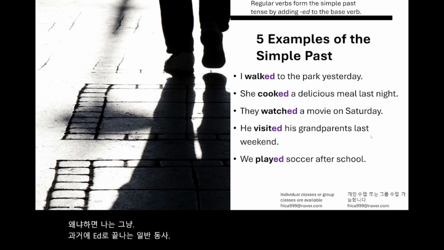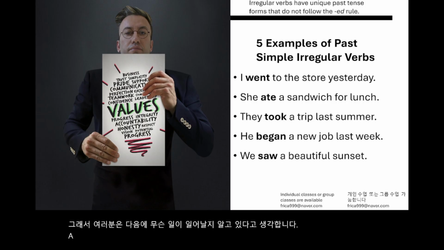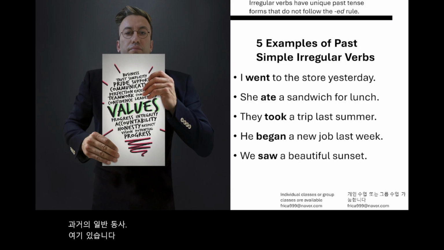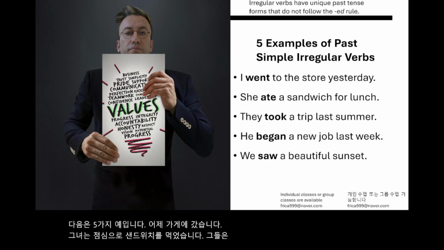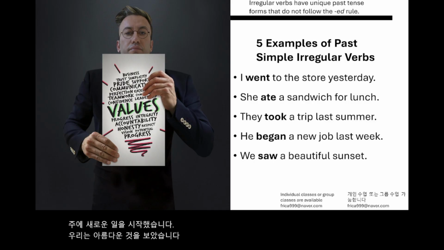So I think you guys know what's coming next. Irregular verbs in the past. Here are five examples. I went to the store yesterday. She ate a sandwich for lunch. They took a trip last summer. He began a new job last week. We saw a beautiful sunset.